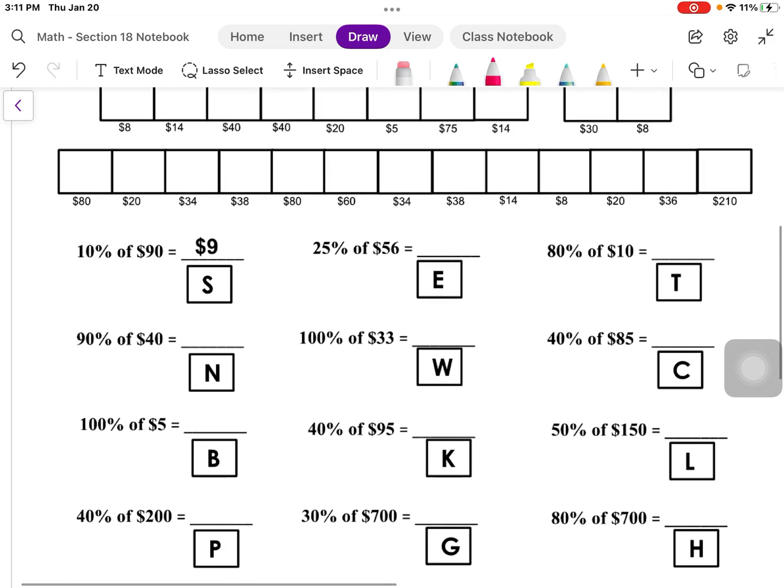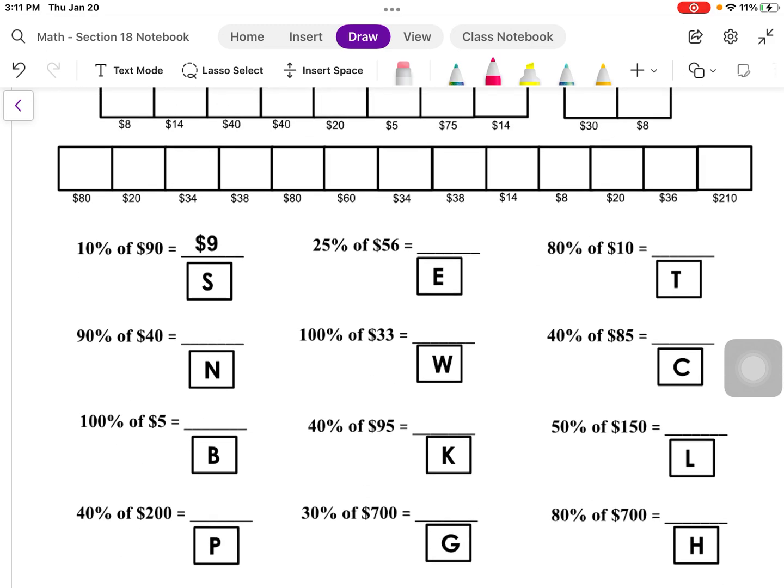Let's do a couple of them together. First one says 10% of 90. I can use what I know about percents and what I know about math. I know of means multiply. So I'm finding 10% of 90. 10% I know is a benchmark fraction. So all I have to do is move my decimal one place to the left to get 9.